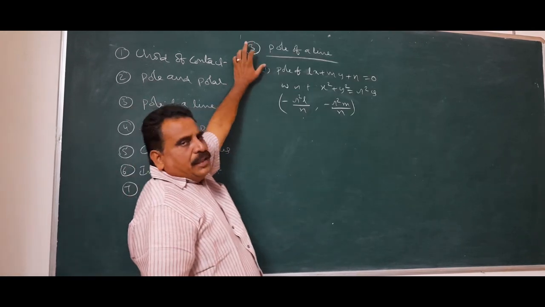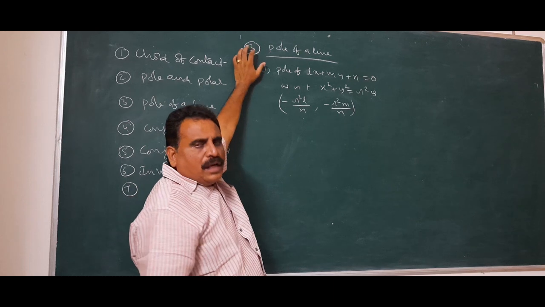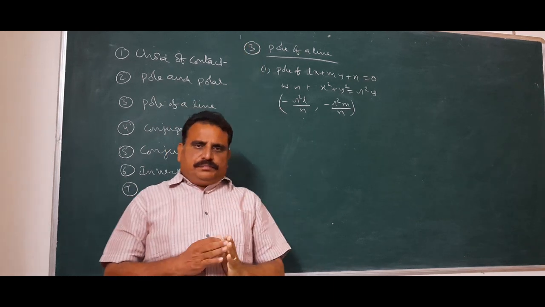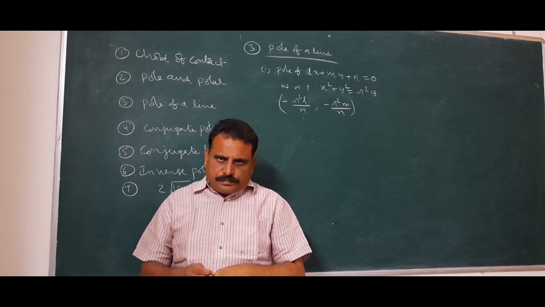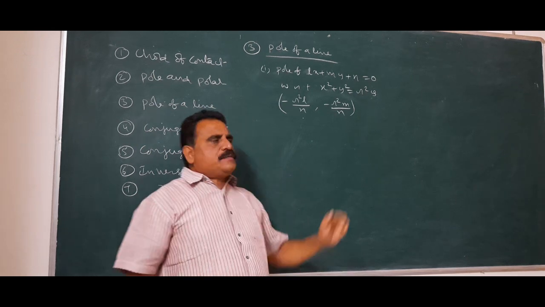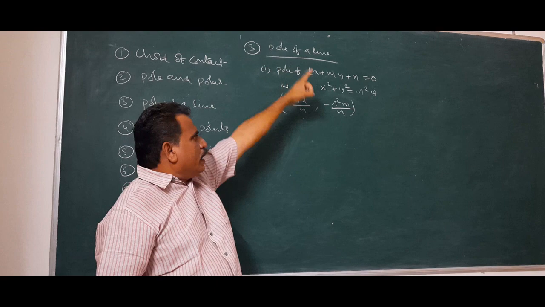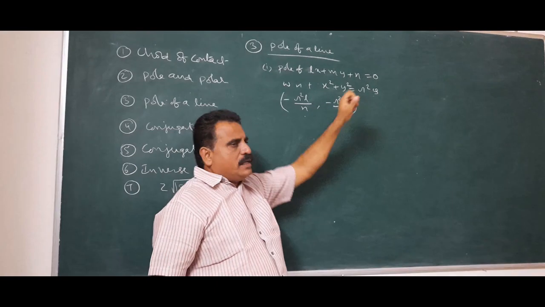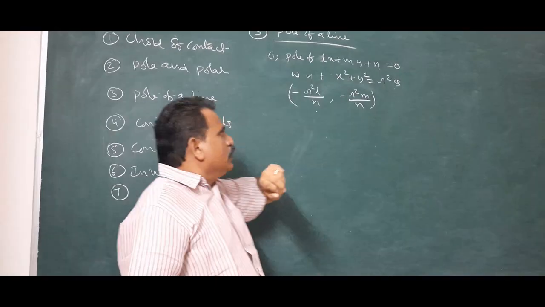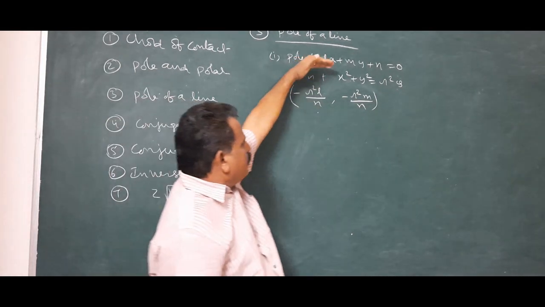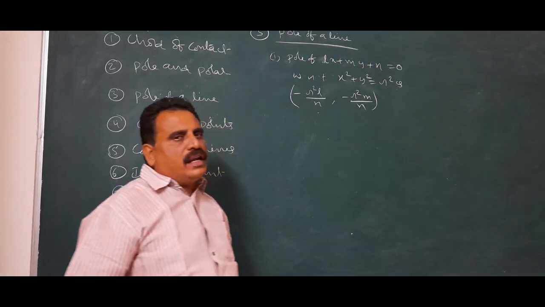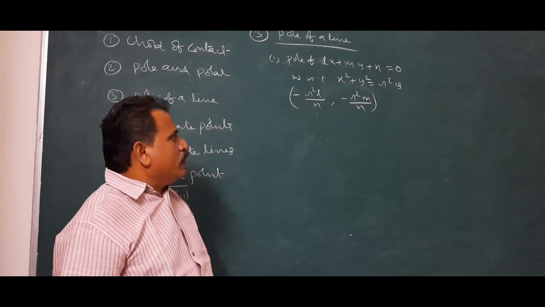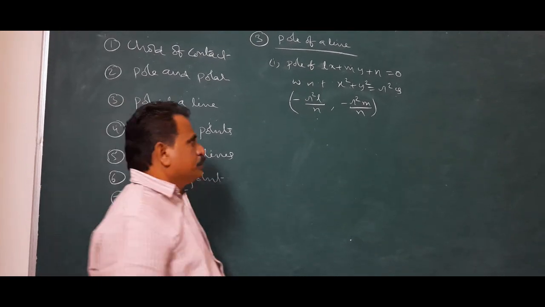Pole of a line, third point. If the line is given, how to find the pole of the line with respect to a circle? Let us take Lx plus My plus N equal to 0 as a line and the circle x square plus y square equal to r square. Find the pole of the line Lx plus My plus N equal to 0 with respect to this circle, that is (minus r square L by N, minus r square M by N).